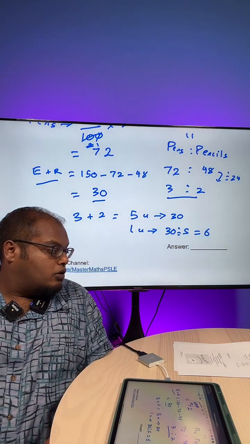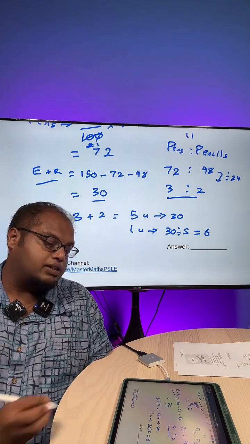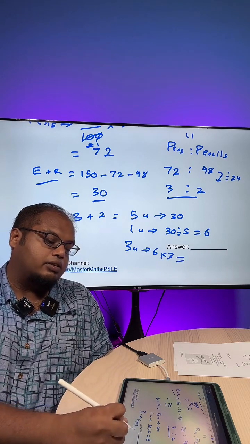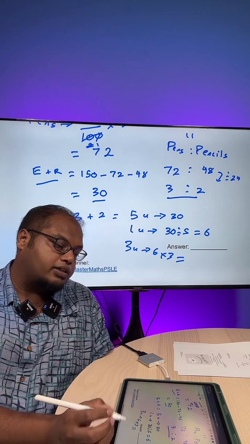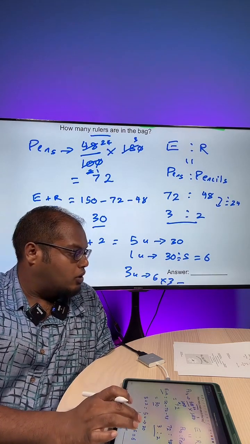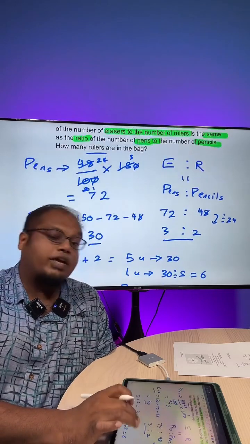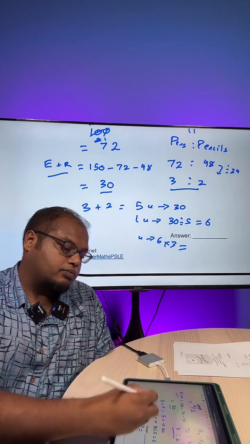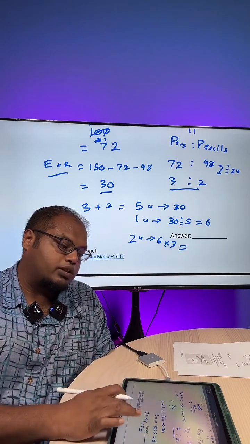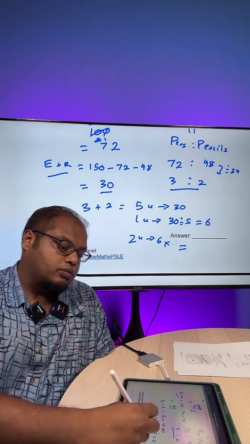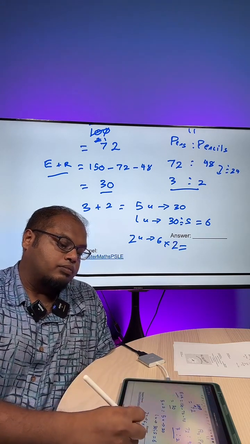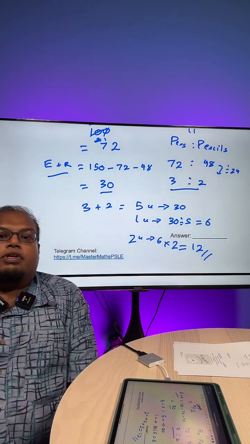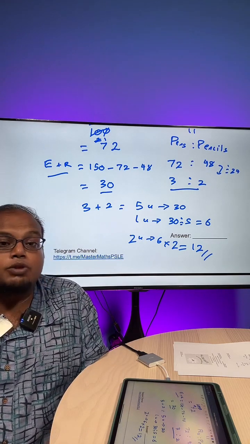But they're asking for erasers. Erasers is 3 units, 6 times 3. No, oh yeah, they are not asking for erasers, they are asking for rulers. So it is 2 units. 6 times 2, the answer is 12.